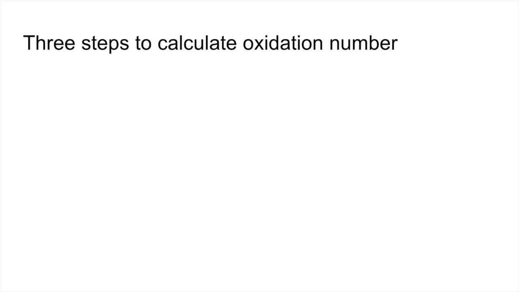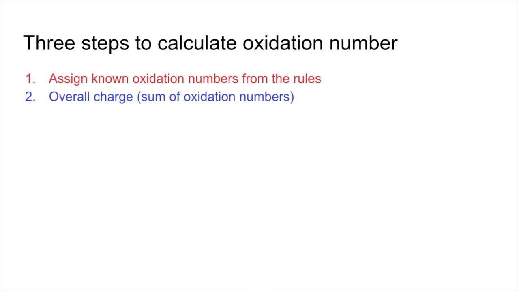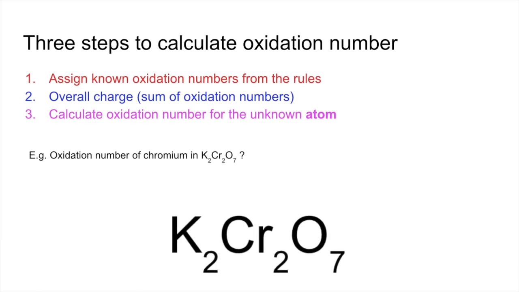So in this slide we'll look at the 3 steps that we use to calculate oxidation number. Step number 1, you assign known oxidation numbers from the rules. Step number 2, you look at the overall charge, and remember that's got to be the sum of the oxidation numbers. And step number 3 is you calculate the oxidation number for the unknown atom. So the example we'll start with, we'll do 2 of these.